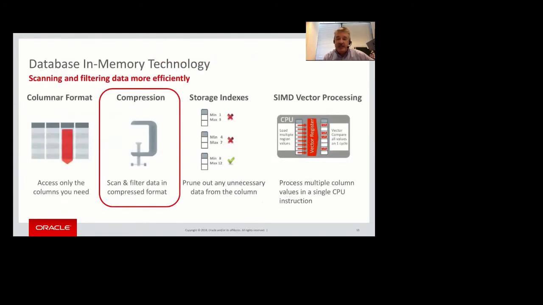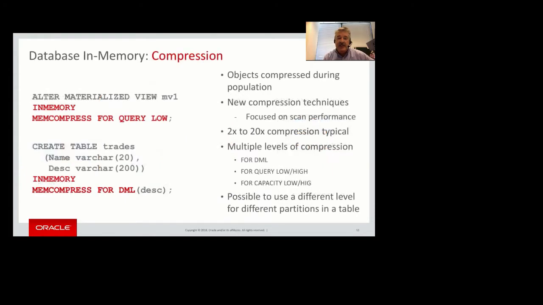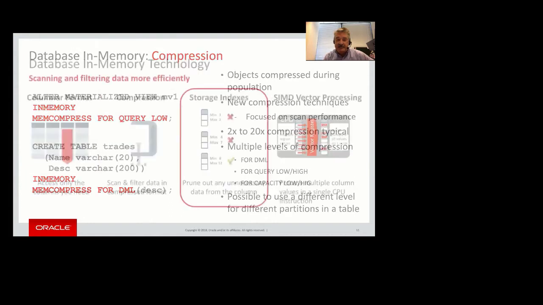Columnar data compresses very well, and we have multiple levels of compression. We typically get anywhere from a 2x to a 20x compression level, depending on the compression you choose. You can actually choose to compress individual columns at different levels, and we have multiple levels for DML. The default is memcompress for query low, and we also have query high, and then capacity low and capacity high.